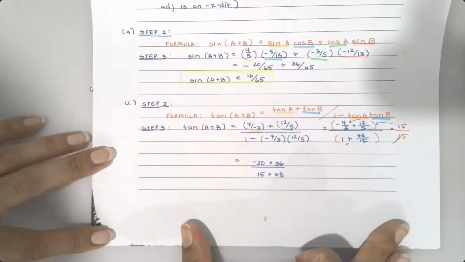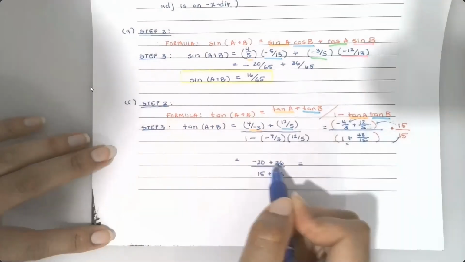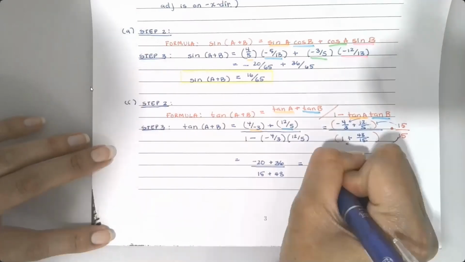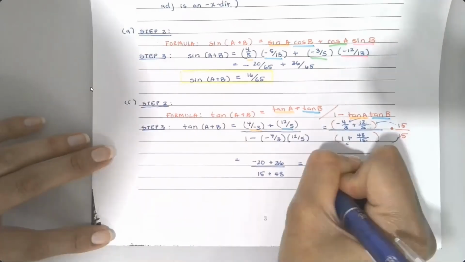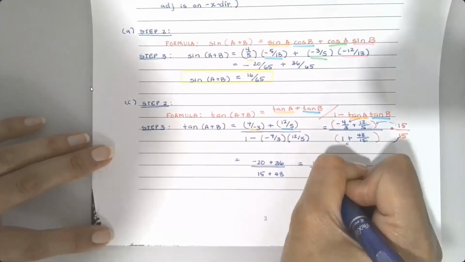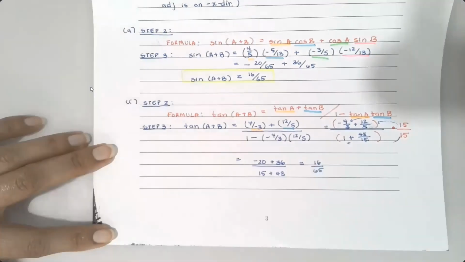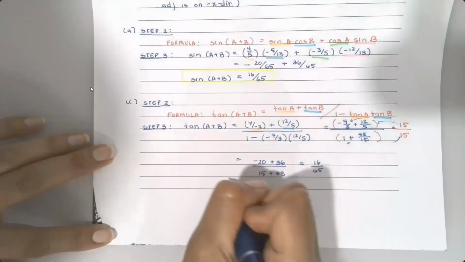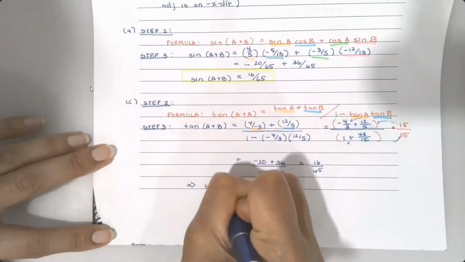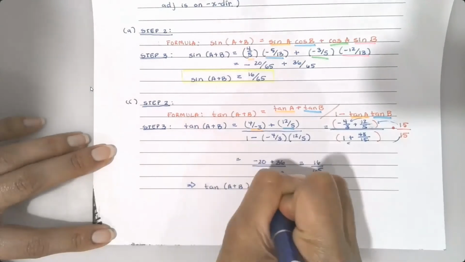Now there are no more fractions. We can just add numerator and denominator. The negative 20 plus 36 will give us a positive 16. And then 15 plus 48, that's going to give us a 65. So we get a final answer that says tangent of a plus b is equal to 16 over 65.